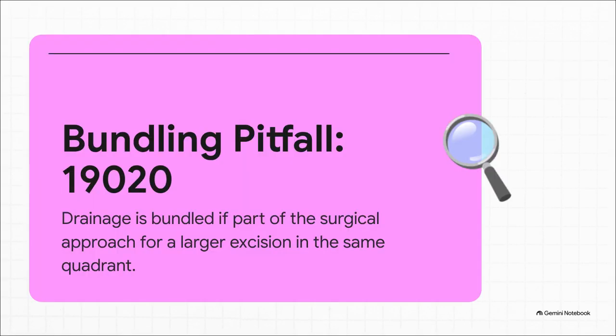Now, watch out for this major bundling pitfall with CPT 19020, which is the exploration or drainage of a deep abscess. If a drainage incision is made in the exact same quadrant as a definitive excision, like removing a fistula tract, it is bundled right into that main procedure. You can't bill them separately. Also, keep in mind that simple and intermediate layered closures in the areola tissue are automatically bundled into these primary codes as well. It's just part of the package.